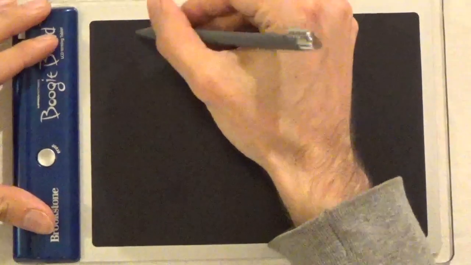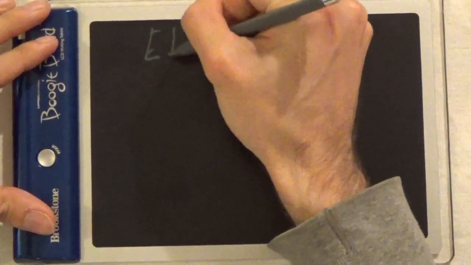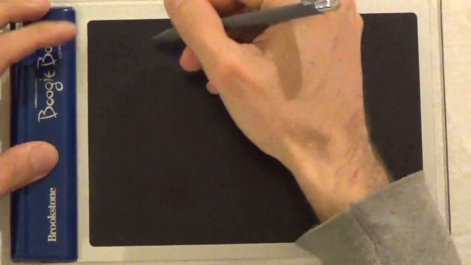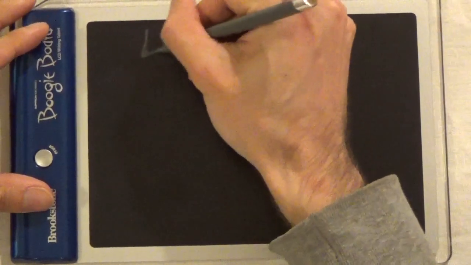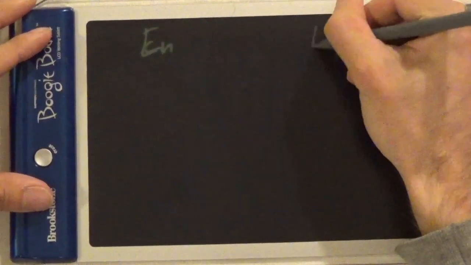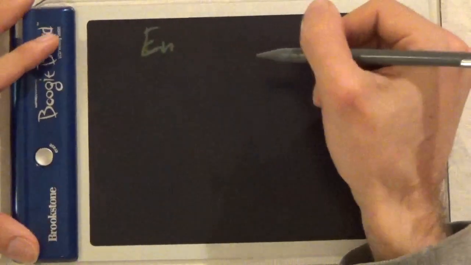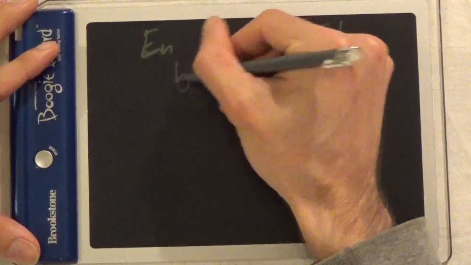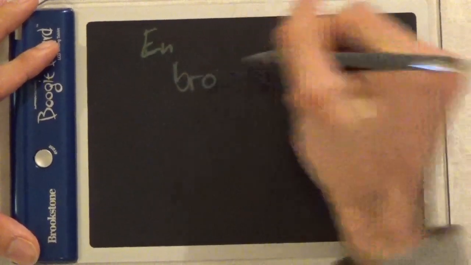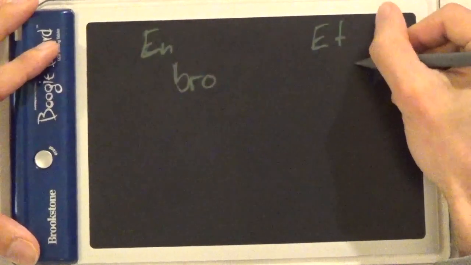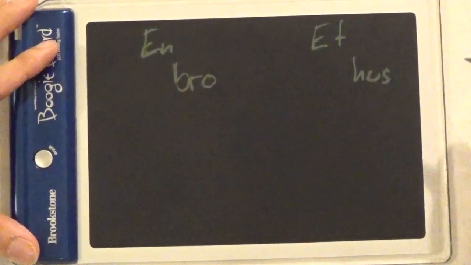So let me just remind you that when I say things I mean nouns, and in Danish we have two types of nouns. I have decided to call them N and T nouns. I didn't give them a word before, but you've seen them already. So good examples would be en bro, which means a bridge, and et hus, which means a house.